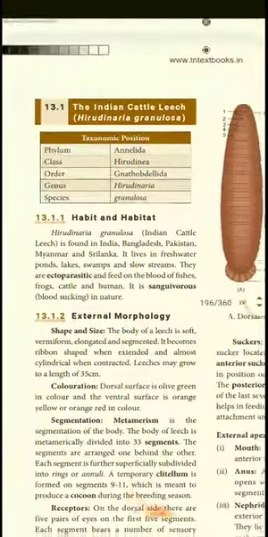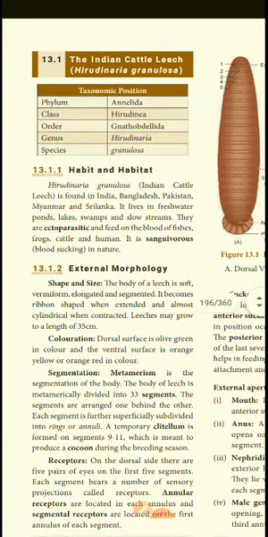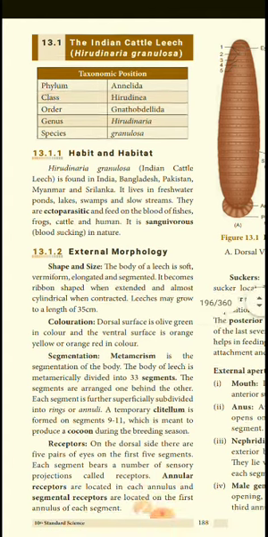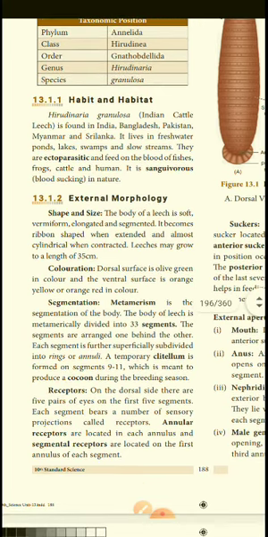First we will see the leech, the Indian cattle leech, Hirudinaria granulosa. Its phylum is Annelida, class Hirudinea, order Rhynchobdellida, genus Hirudinaria, species granulosa. What is the habit of this leech? It is found only in Pakistan, Bangladesh, Myanmar and Sri Lanka. It lives in freshwater ponds, lakes, swamps and slow streams.